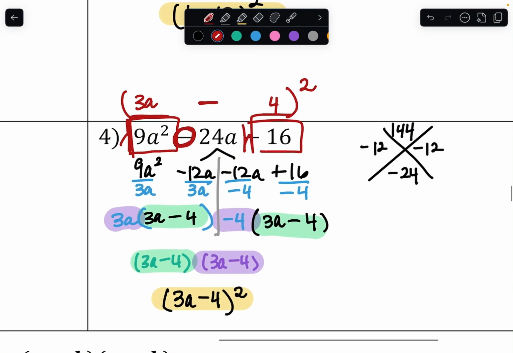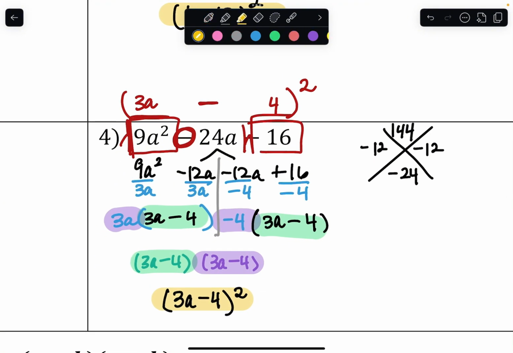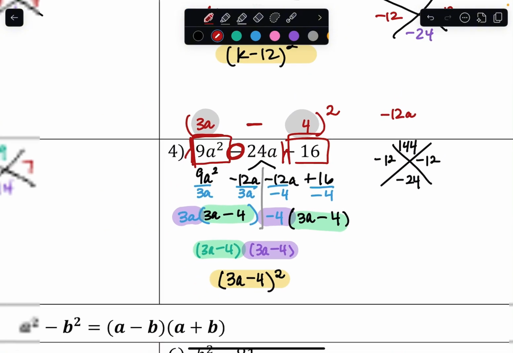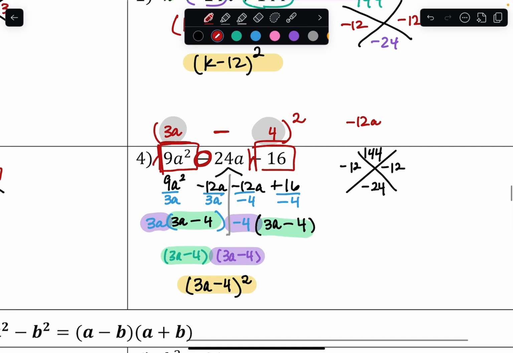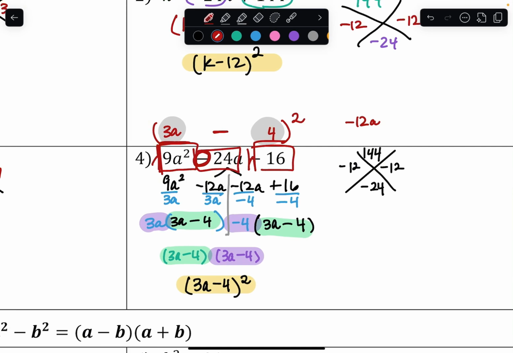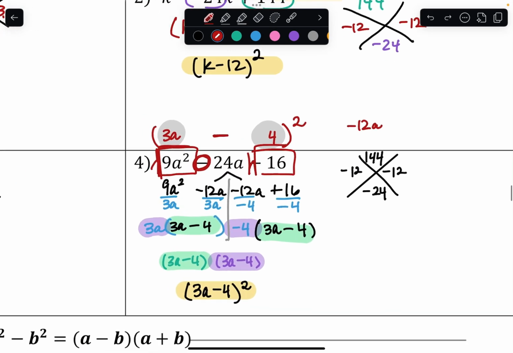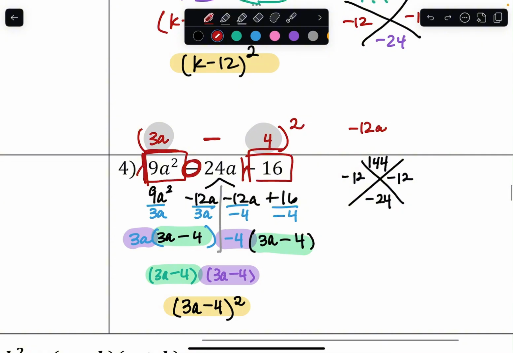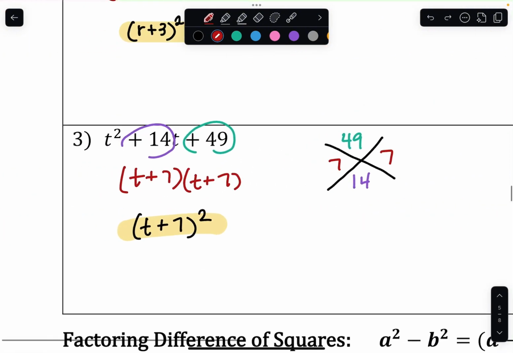Okay, it's important to check that when you multiply these two, 3a and negative 4, you're going to get negative 12a. That should be half of your middle term, okay? If that's not the case, this was not a perfect square trinomial. Okay, so let's try this method here.